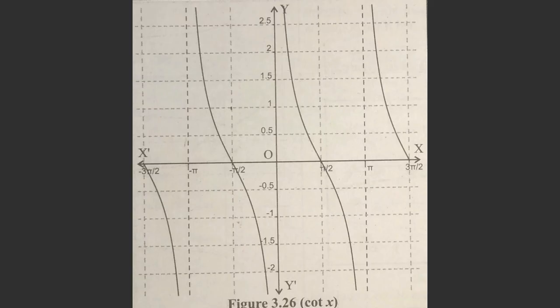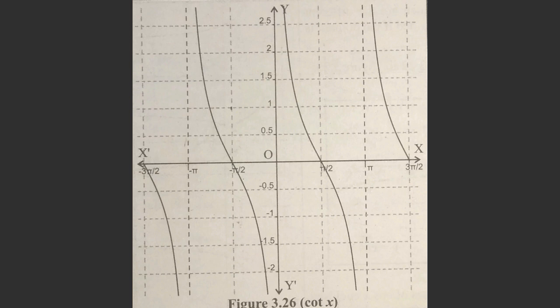Let us see the graph of cotangent function, that is y equal to cot x. In this graph, when theta equal to 0, cot 0 is not defined. Similarly, cot pi is not defined, cot minus pi is not defined. Therefore, this graph is disconnected for the values such as angle equal to 0, pi, minus pi, 2 pi, minus 2 pi, 3 pi, minus 3 pi, etc.